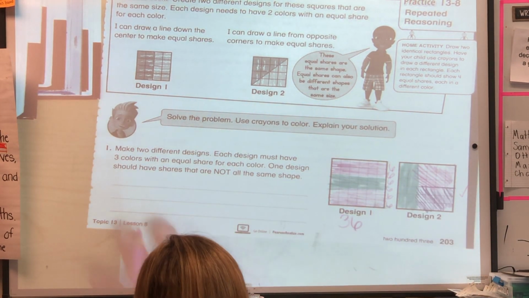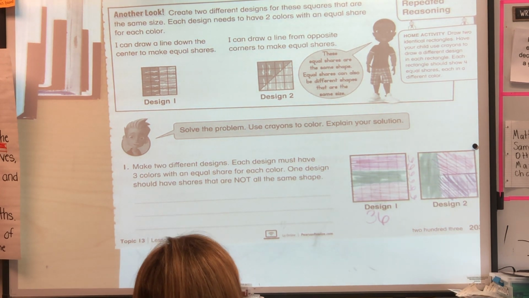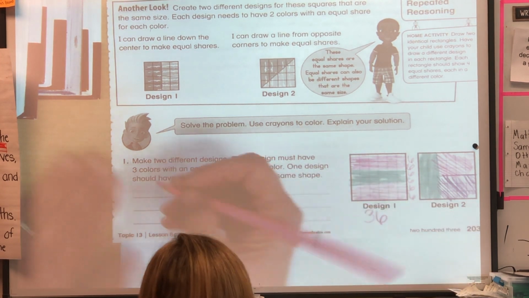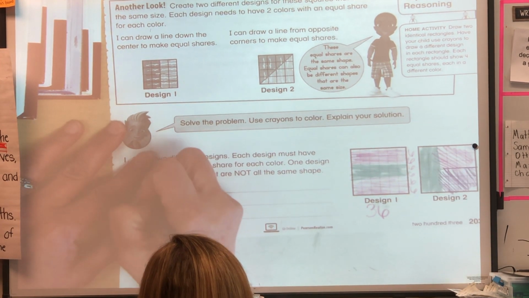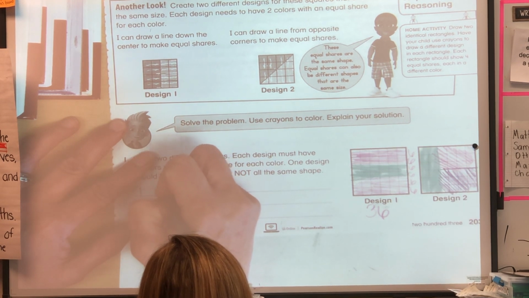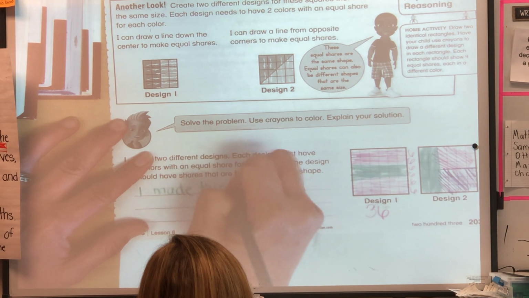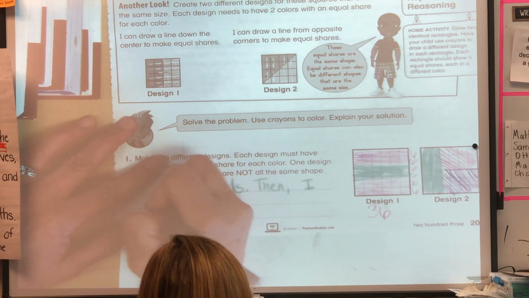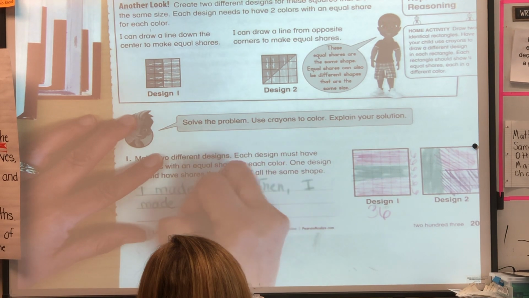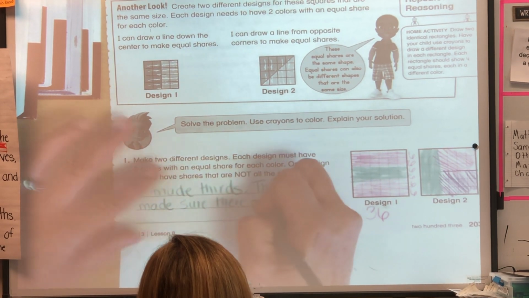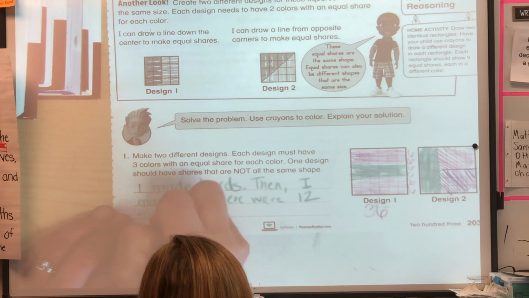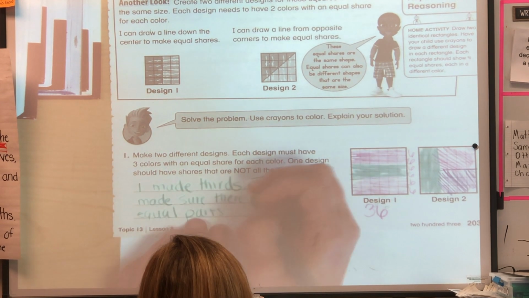Then, in our writing, we need to be able to explain that we got our answer by dividing it into thirds and making sure we had 12 in each third. So, I made thirds. Okay. Then I made sure there were 12 equal parts in each third.